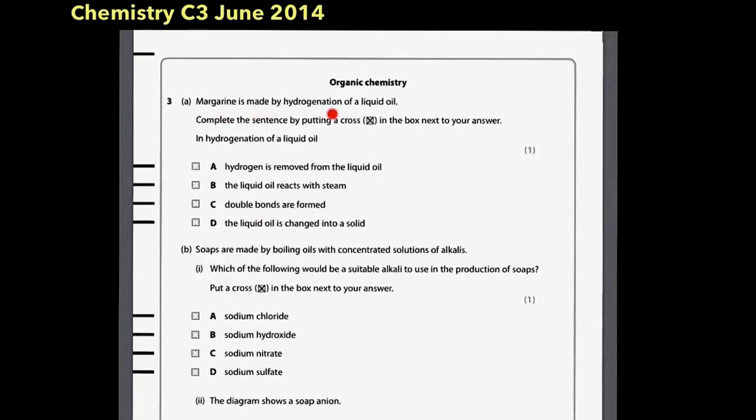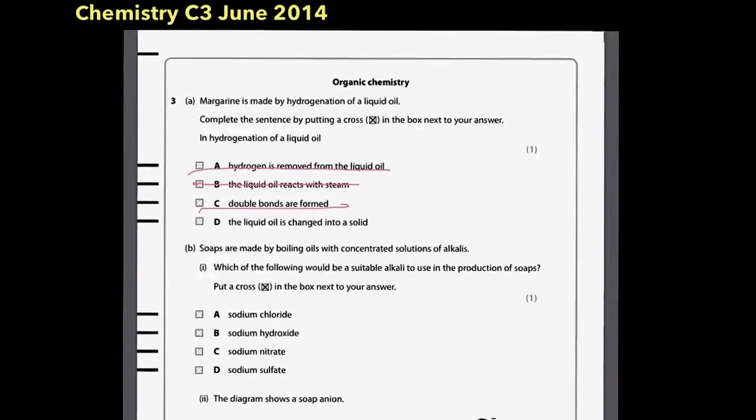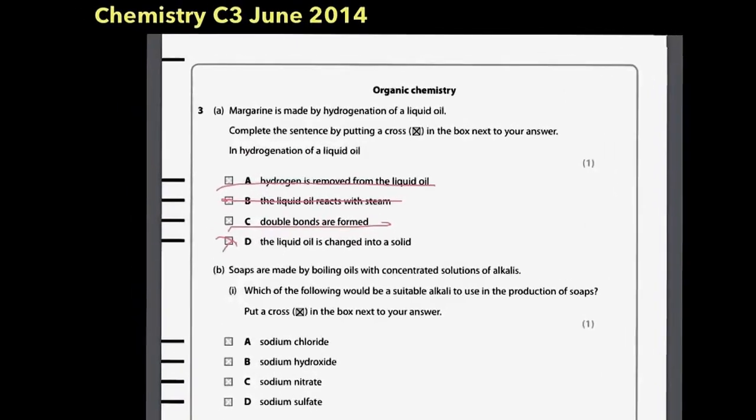So margarine is made from hydrogenation of liquid oil. Complete the sentence by putting a cross in the box next to your answer. So here we have another multiple choice. So hydrogenation of liquid oil is, and we can see the first one is hydrogen removed from the liquid oil, which is wrong. The next possible answer says liquid oil reacts with steam, and we know this is wrong as well. Double bonds are formed, which is wrong as well. So the last one we have is oil is changed into solid, which has to be the right answer.